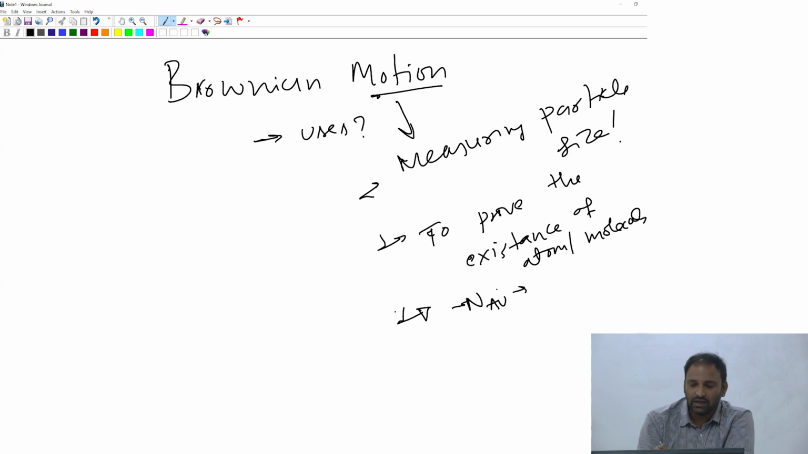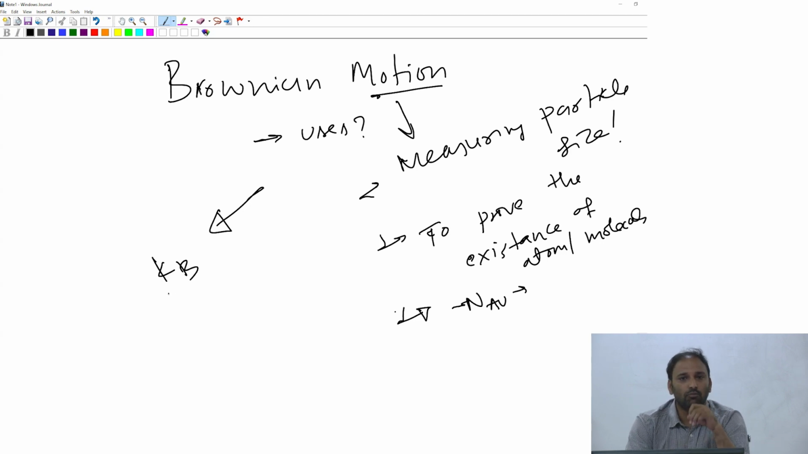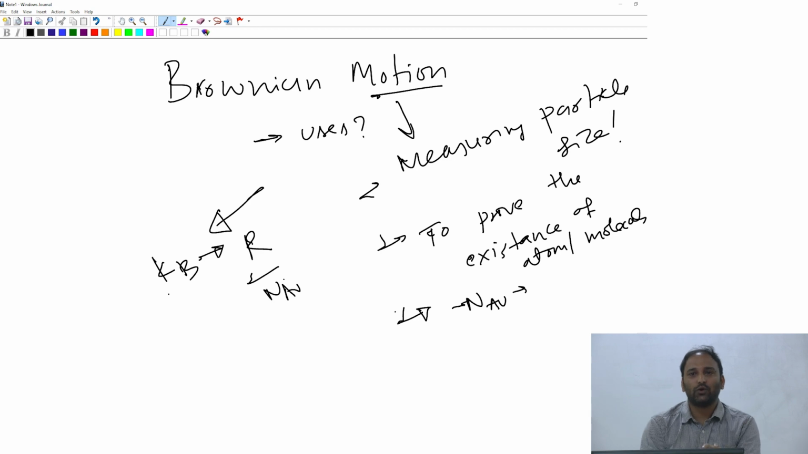What he did is use this Brownian motion concept, and from that he back-calculated what is called KB, the Boltzmann constant. There is a relationship between the Boltzmann constant and R, the universal gas constant, and your Avogadro number. So he used that to back-calculate the Avogadro number. It turns out that the number he got was very close to what is known now. We'll talk a little bit about these concepts in the next class.